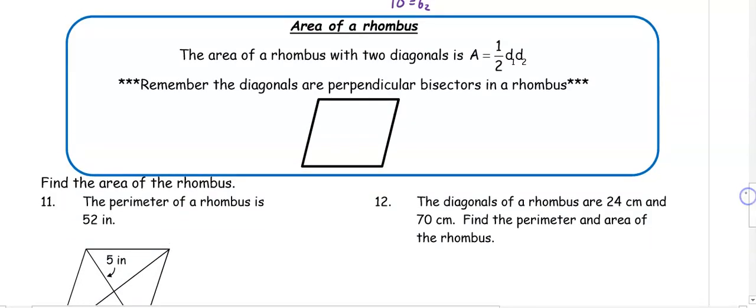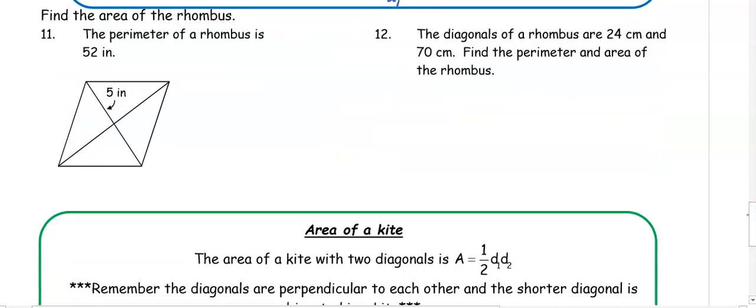Our next shape is the area of a rhombus. The area of a rhombus with two diagonals is 1/2 times diagonal 1 times diagonal 2. Remember, a diagonal goes from corner to corner, so this would be diagonal 1 and diagonal 2. They're interchangeable with each other. Remember that your diagonals are perpendicular in a rhombus. That will help you if you don't know all of the information you need.